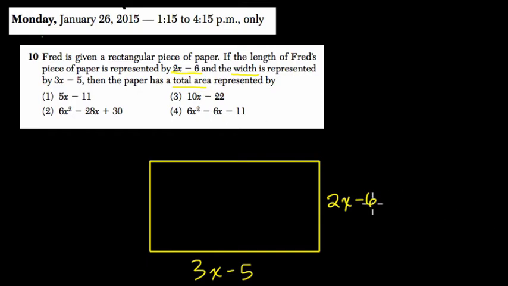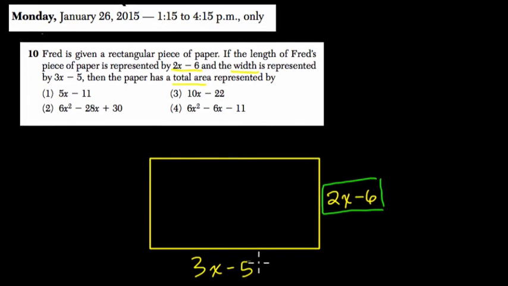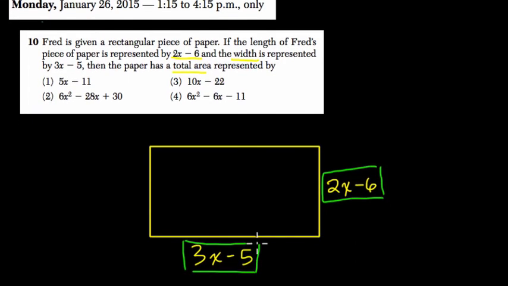Well, to find area, what do we do? We multiply length and width. So if this is the expression for our length, and this is the expression for our width, we can just multiply them. So we have 2x minus 6 times 3x minus 5.